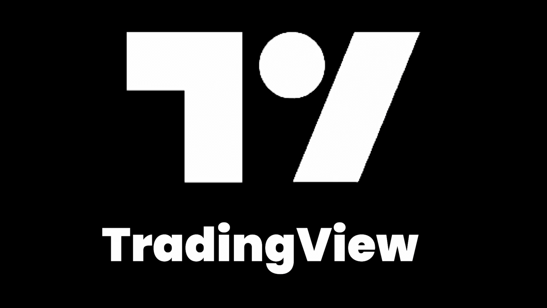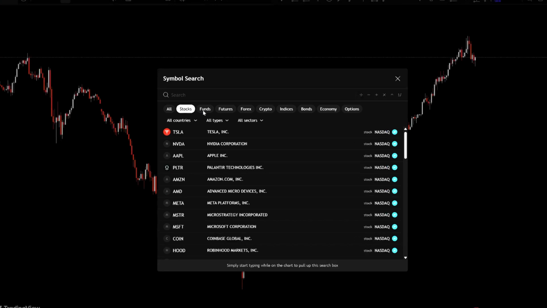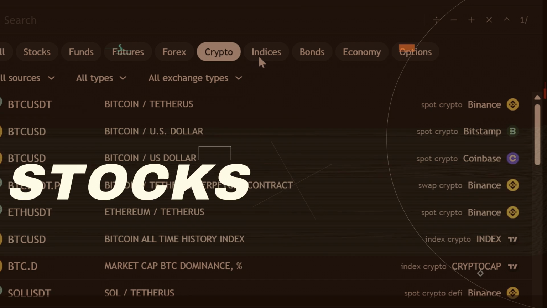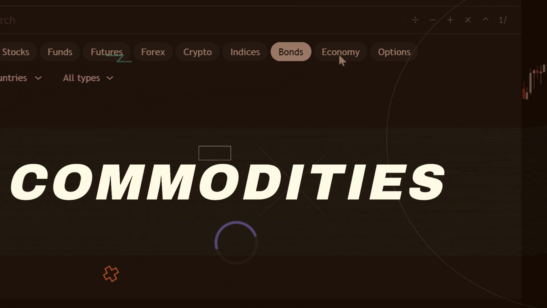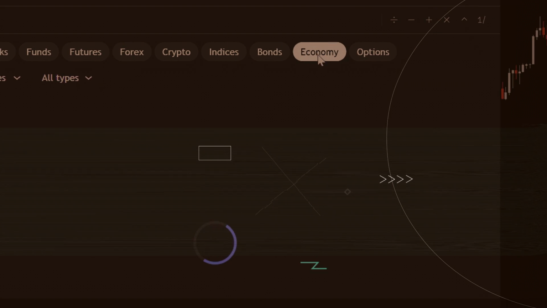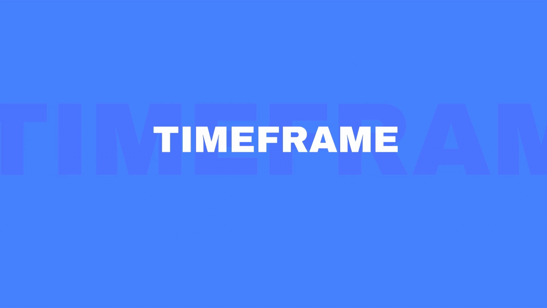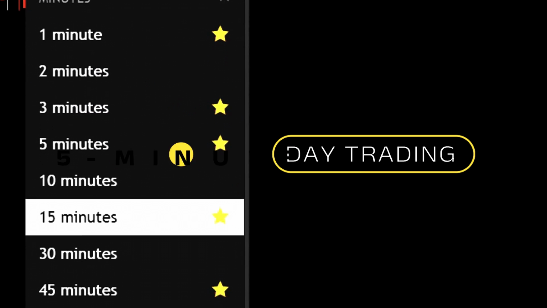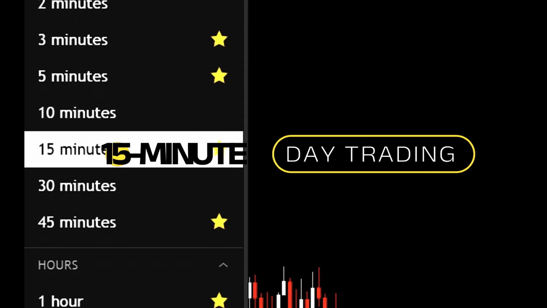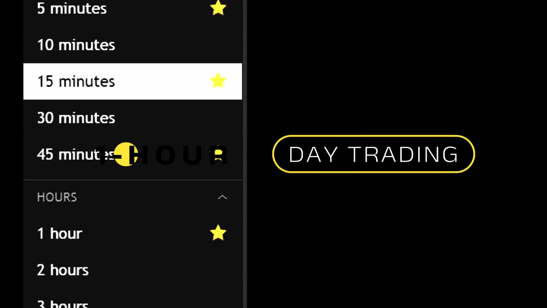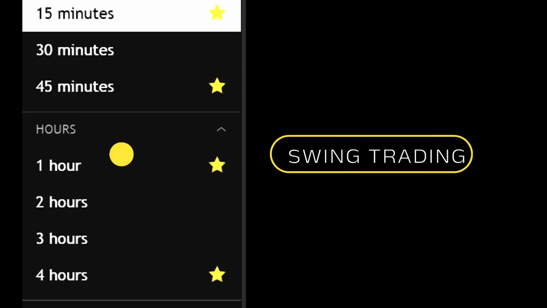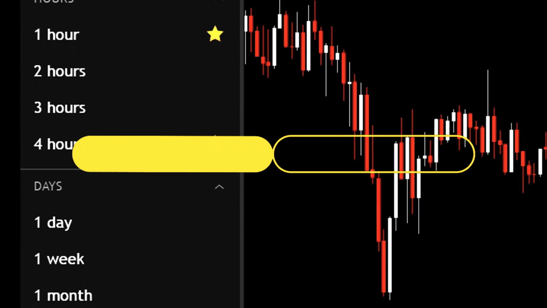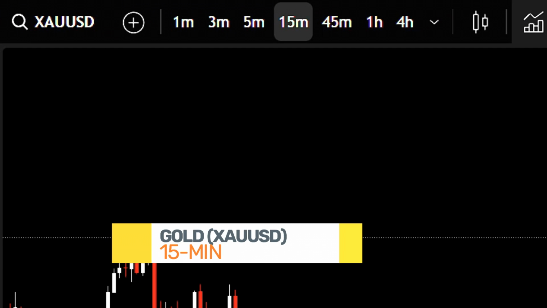Alright, so you've got the TradingView open, right? First thing, pick your market, whether it's a Forex pair, crypto, stocks, or commodities. This trading strategy works across the board. And for time frames, you can go fast, like 1 minute, great for a scalping strategy, 5 minute, 15 minute, all the way up to daily. For this example, I'm gonna stick with gold on the 15-minute chart.